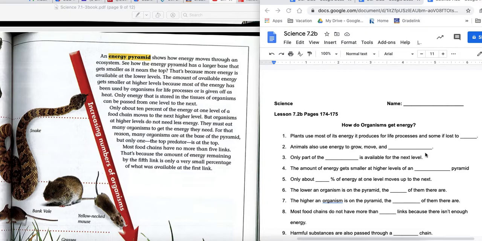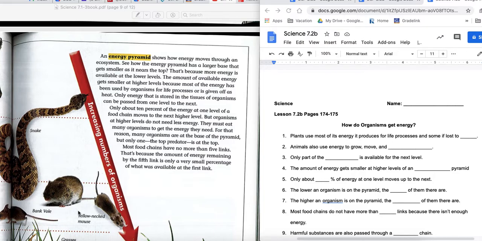Okay, so you're down here with an energy pyramid. The amount of available energy gets smaller the higher the levels, because most of the energy has been used by organisms for life processes or is given off as heat. Only energy that is stored in the tissues of organisms can be passed from one level to the next. That is about 10% of the energy, as a food chain moves from one level to the next higher one. So number five in your notes, guys, only 10% of the energy is moving up.